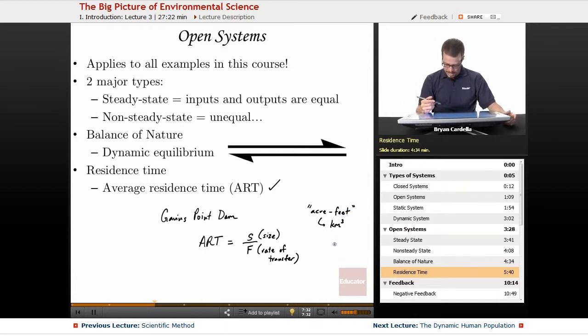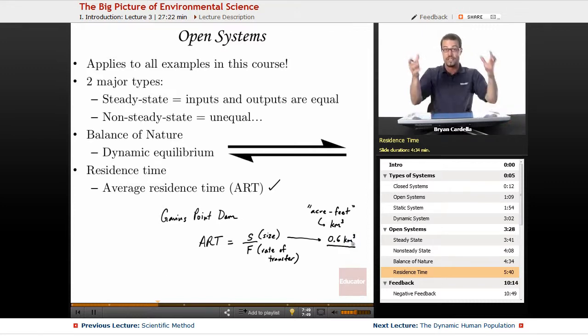So let's say that for the size, like I said, it's a small dam, we're going to say it's 0.6 cubic kilometers in terms of the amount that's stored at any given moment. And then the rate of transfer, in terms of how much water is actually flowing through there per year, ends up being 31 cubic kilometers per year.